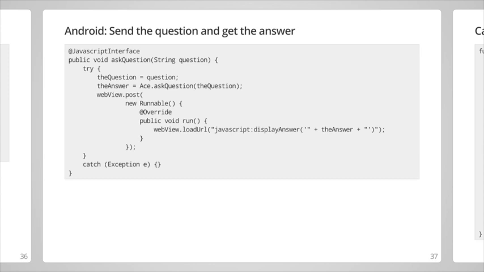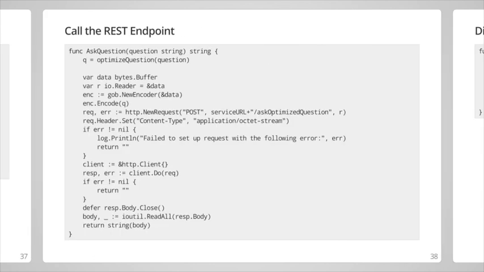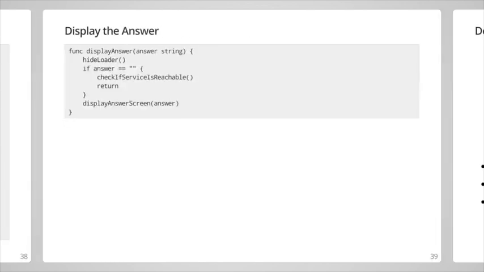And in Android, this is how we do that exact same thing. Inside the business logic layer, that ask question function is typical Go code, using the HTTP package to make a request out to a REST API endpoint, getting the response back and returning it. The response is going to be the answer. Once we get it back, we call the display answer function in the UI.